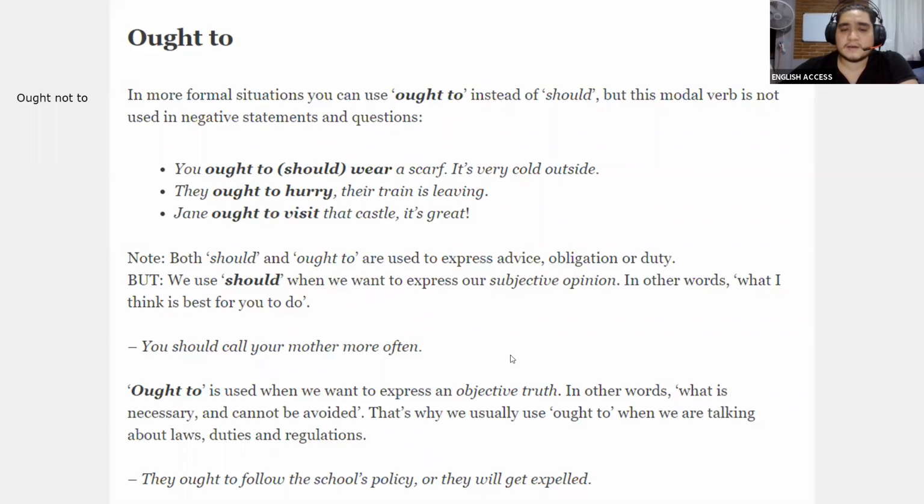Now we have two examples, one for should and one for ought to. Notice the difference. Can you read the should example, Tommy, please? You should call your mother more often. Thank you. And Gina, can you read the ought to example, please?